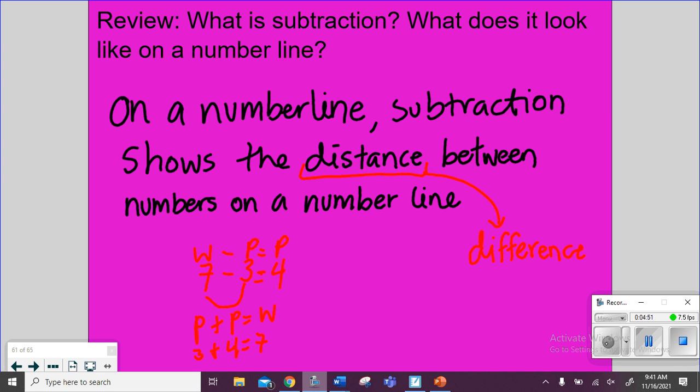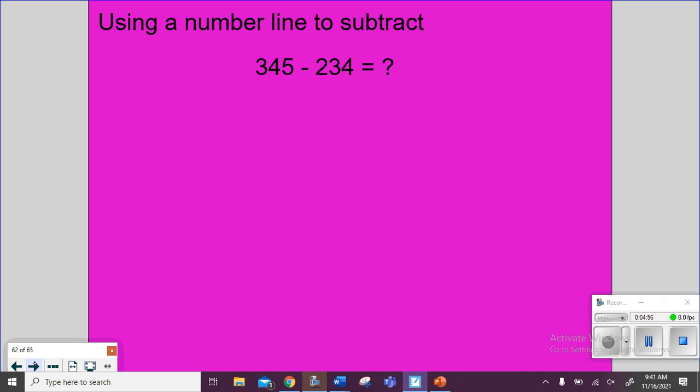Alright, so we've talked a lot about this idea being a distance or difference between two numbers. So let's look at using a number line to subtract. And some of us are already thinking about this. Go ahead and write that equation. It says 345 subtract 234 equals box, or question mark, happy face. It doesn't really matter. It's all just a spot saver. Your question mark could be whatever you want. It could be box. It could be smiley face. It could be blank. It's just a spot saver for a number.